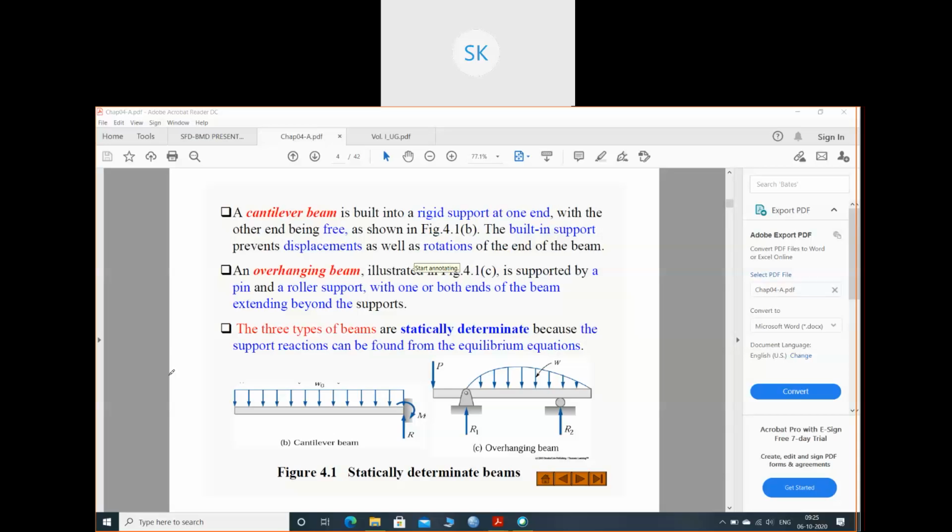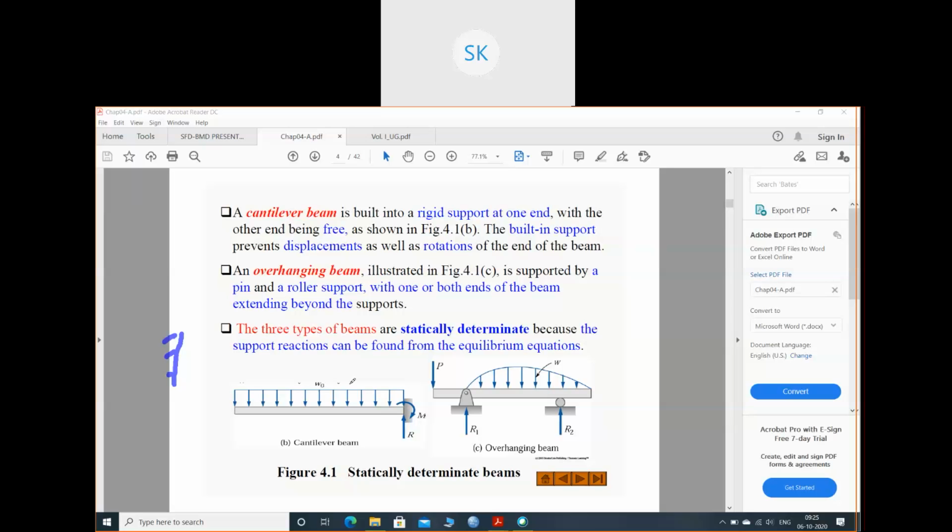As you know, this is called a fixed connection. Your cantilever beam is like this. They have drawn it fixed at this point, but it's okay. So in a cantilever beam, what happens? One end will be fixed, and the other end will be free. So this is a cantilever beam.